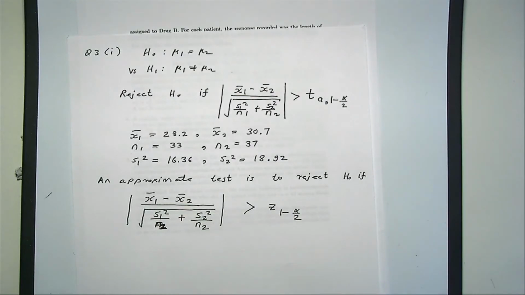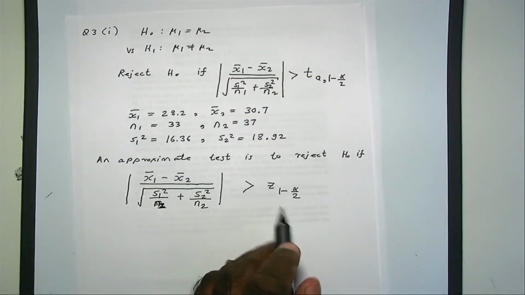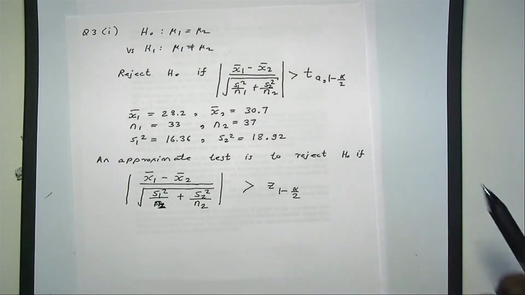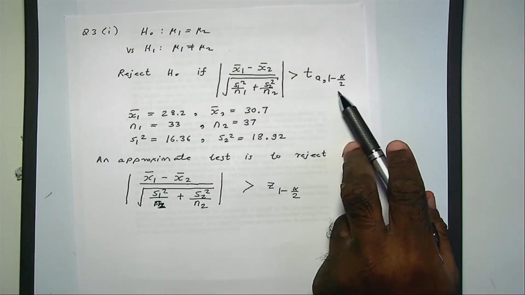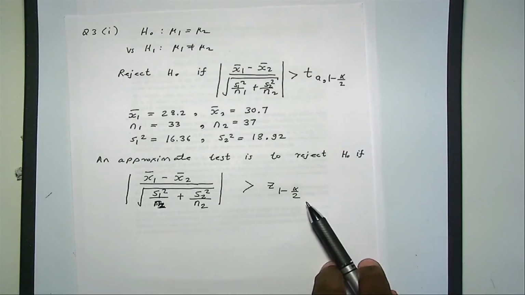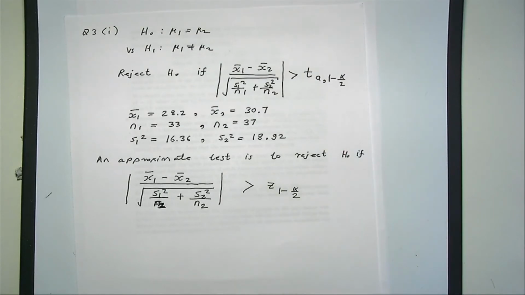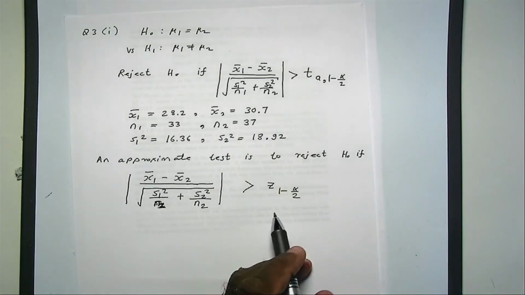Okay, so you see where this comes from. Because the sample size is large, you can approximate the percentile of a t distribution with the normal percentile. That's one property I talked about in the video on the Student's t distribution: as the degrees of freedom go to infinity, the Student's t distribution approaches the standard normal distribution, right? Okay, so this is the test I'm going to use.